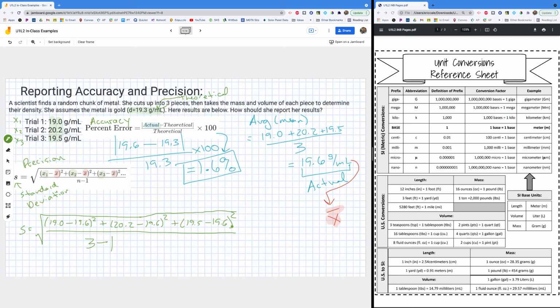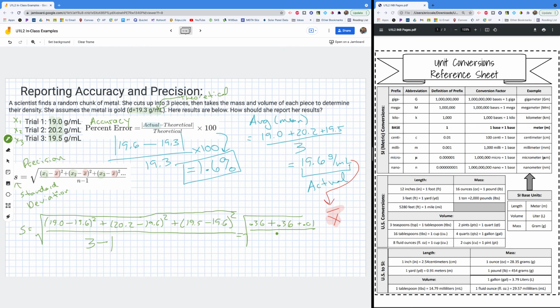So if I plug this into the calculator, the best way to do it is not all as one thing, but do the parentheses and squared parts separately. So 19.0 minus 19.6 squared is 0.36. And 20.2 minus 19.6 is 0.6. Square is 0.36 again. And 19.5 minus 19.6 is negative 0.1. Square it, and you get 0.01.